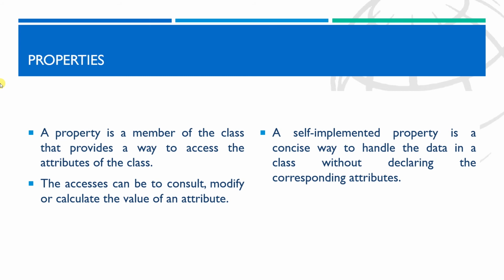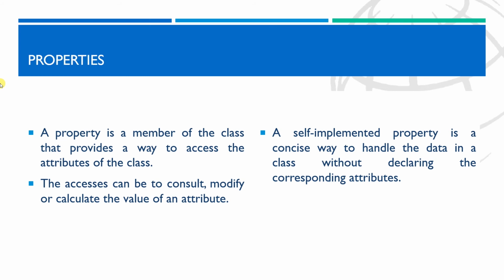Properties can have two accessors, get and set. The get descriptor is used for data reading properties, that is, to query the value of an attribute, while the set descriptor is implemented when you want to modify the value of the referred attribute. A property can be read and write when both get and set descriptors are implemented. It can be read only when only the get descriptor is implemented, or write only if only the set descriptor is implemented.